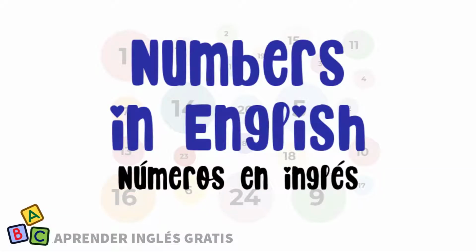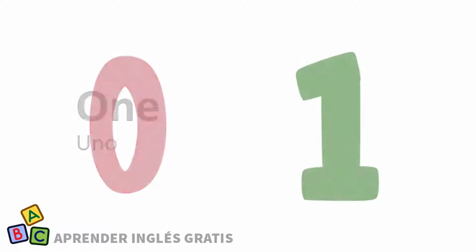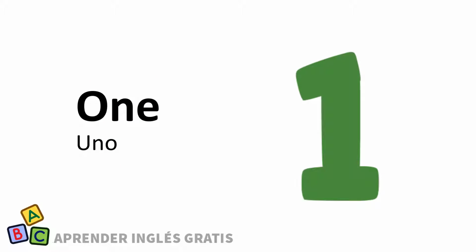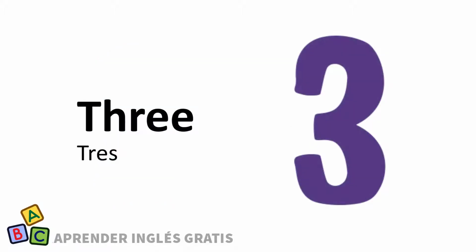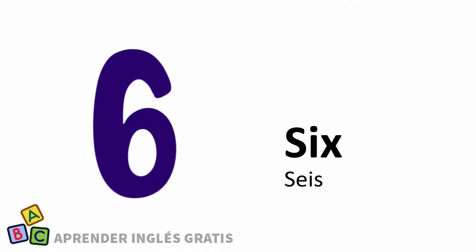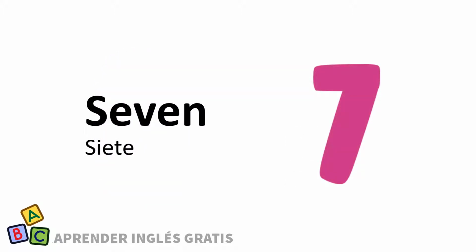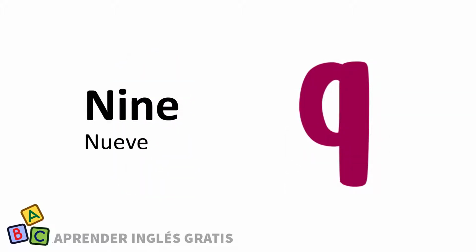Numbers. Numbers in English. 0, 0. 1, 1. 2, 2. 3, 3. 4, 4. 5, 5. 6, 6. 7, 7. 8, 8. 9, 9.